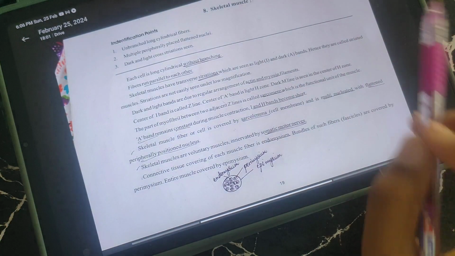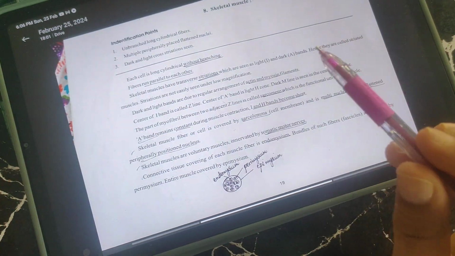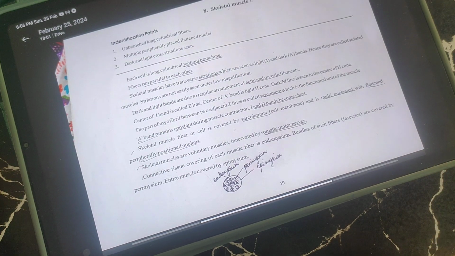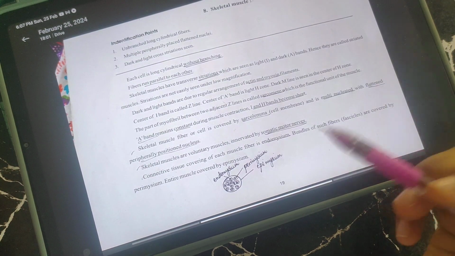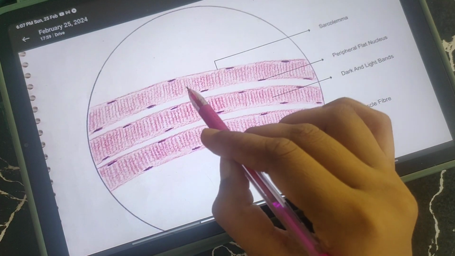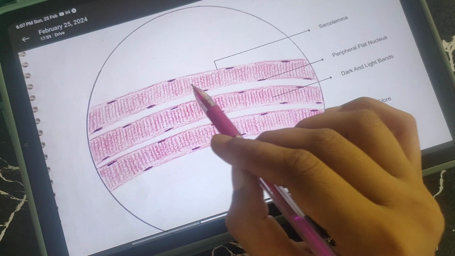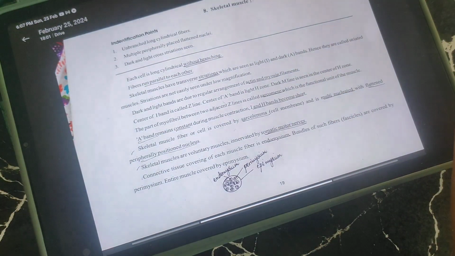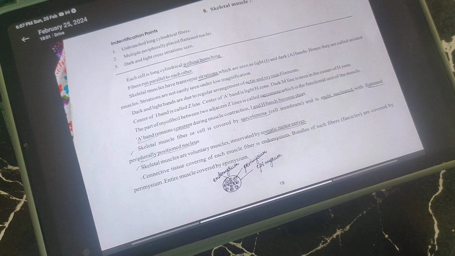And other points will be these microscopic features. You have to write these microscopic features. Two points you have to write for your spotters, and for 5-mark questions you need to write many points. And you can see dark and light striations. Dark striations are myosin and the light striations are actin. You also see dark and light striations in cardiac muscles, whereas in smooth muscles you won't see any striations.